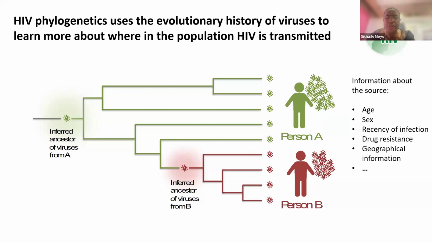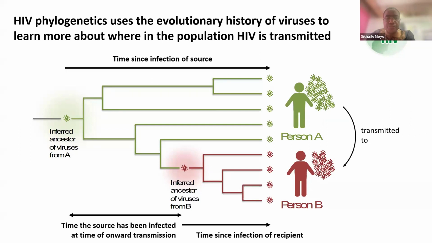We are also able to get information about age and recency of infection. We can calculate the time taken from when the inferred ancestral virus is found in person A, to when the inferred ancestral virus is in person B, and also when person A could have been the source of transmission for person B. Next slide, please. So we are able to look at the time course of infection and also estimate the time since infection for the recipient. Next slide, please.